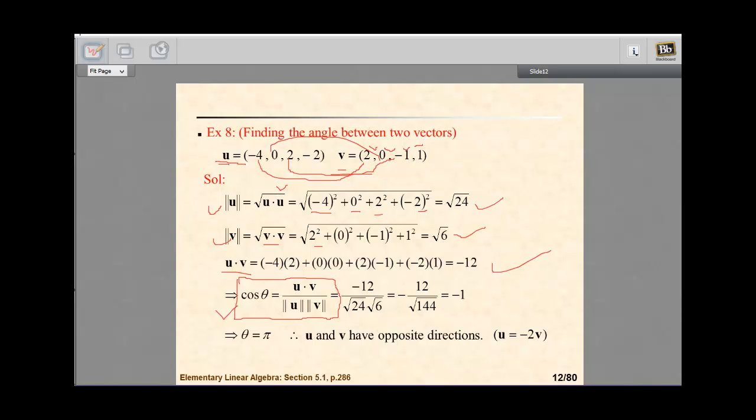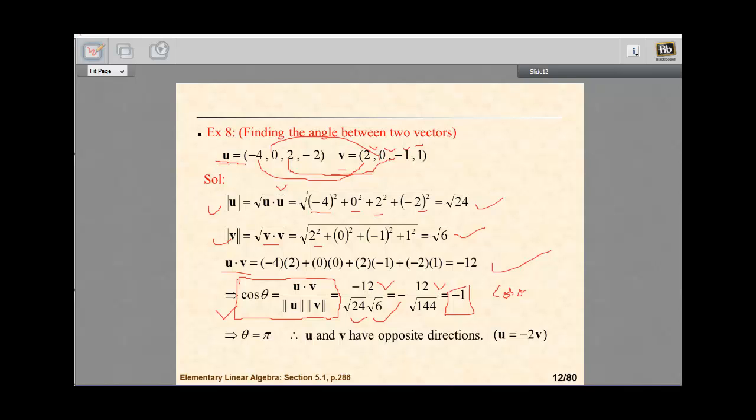So when you find the u dot product, that is 4 multiplied by 2, 0 multiplied by 0, 2 multiplied by minus 1 in this way, and minus 2 multiplied by 1, that will be equal to minus 12. So now put all the values that you found in this formula. That is cos theta is equal to u dot v upon norm of u and norm of v.